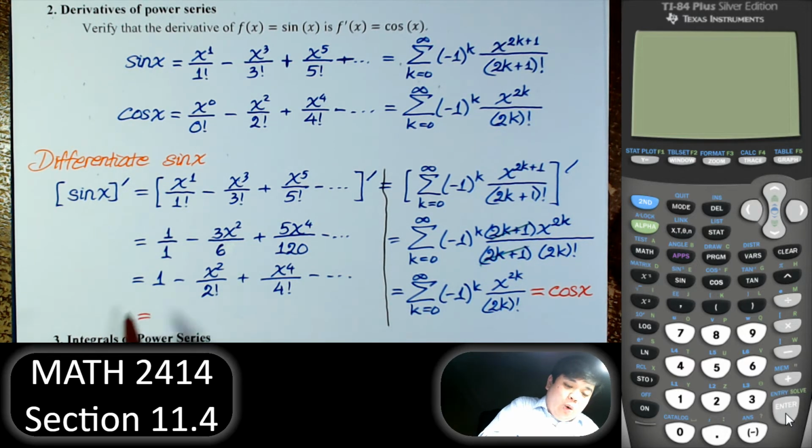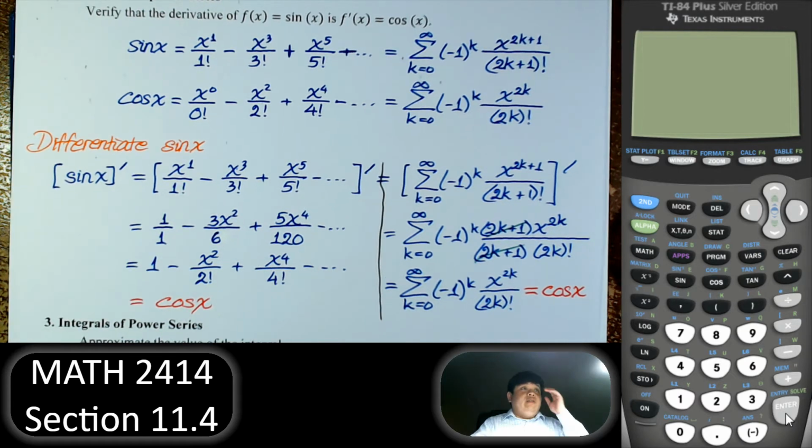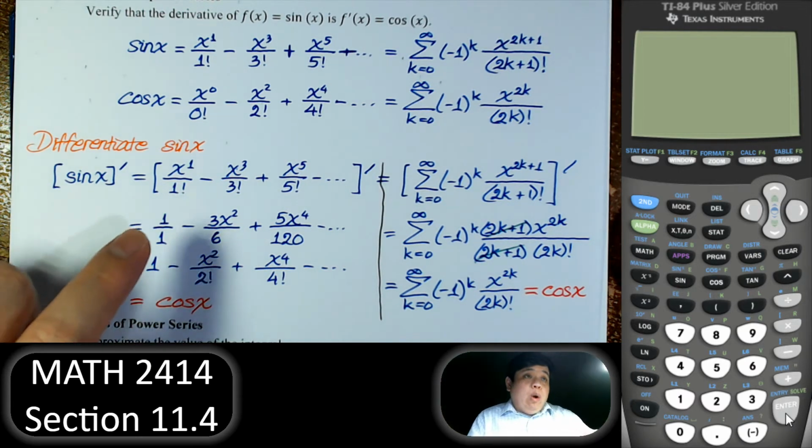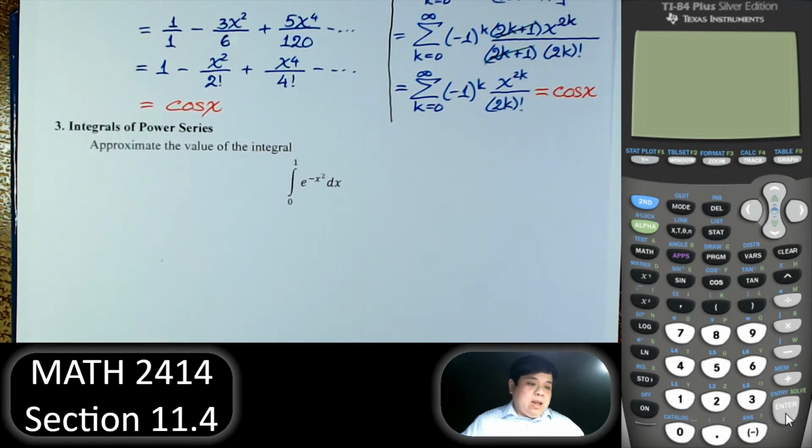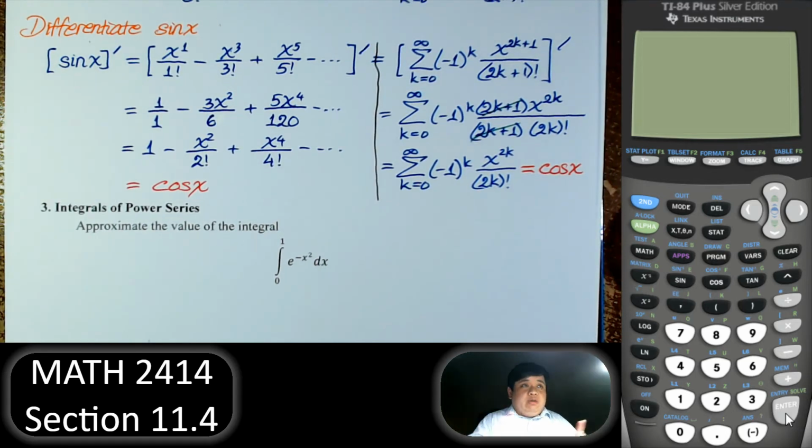Differentiate term by term, we also have cosine of x. So the derivative of sine x equals cosine x. Whether we take the derivative term by term or in the summation form, we should have the same thing. Right, and then of course there are a few more examples, but set 1 is good enough.